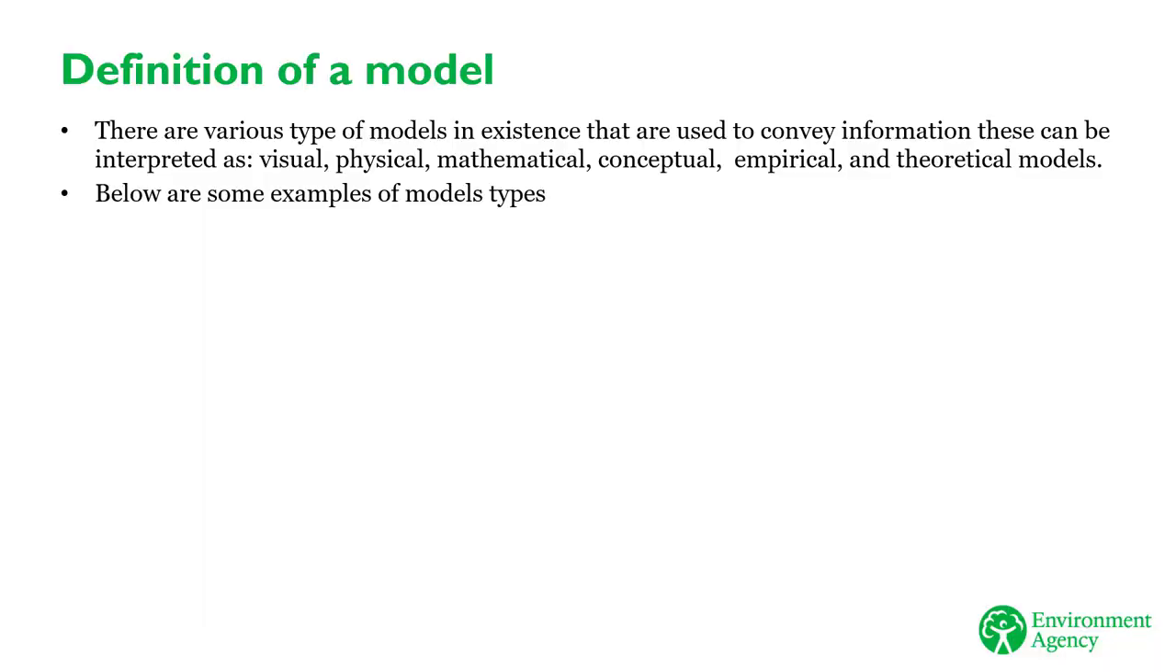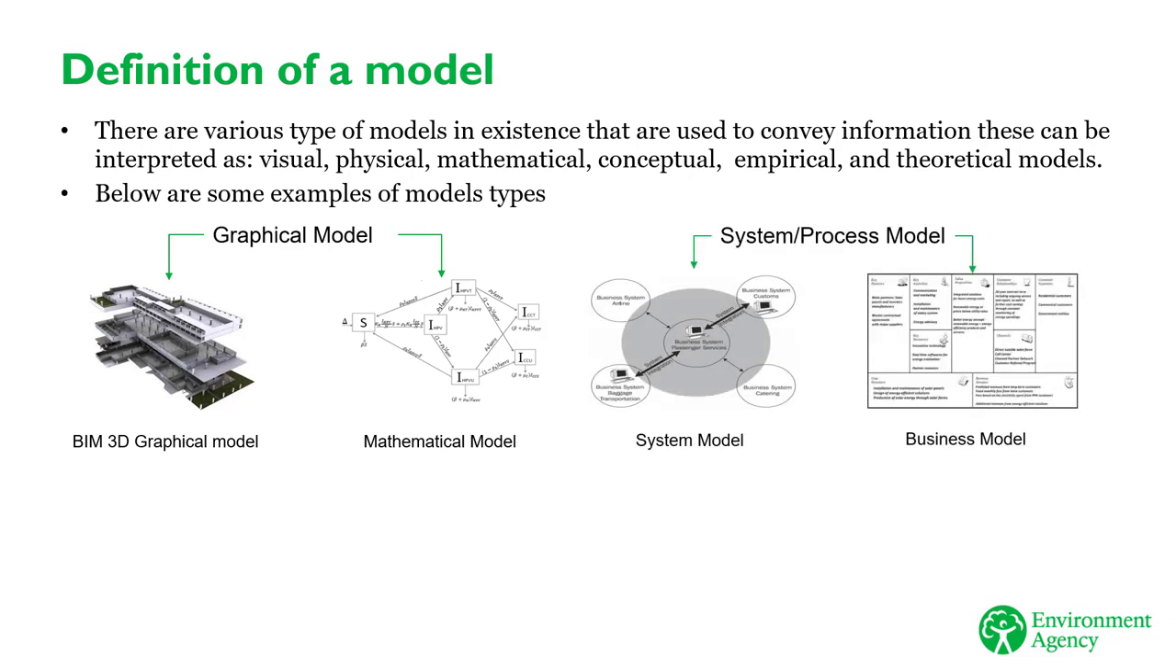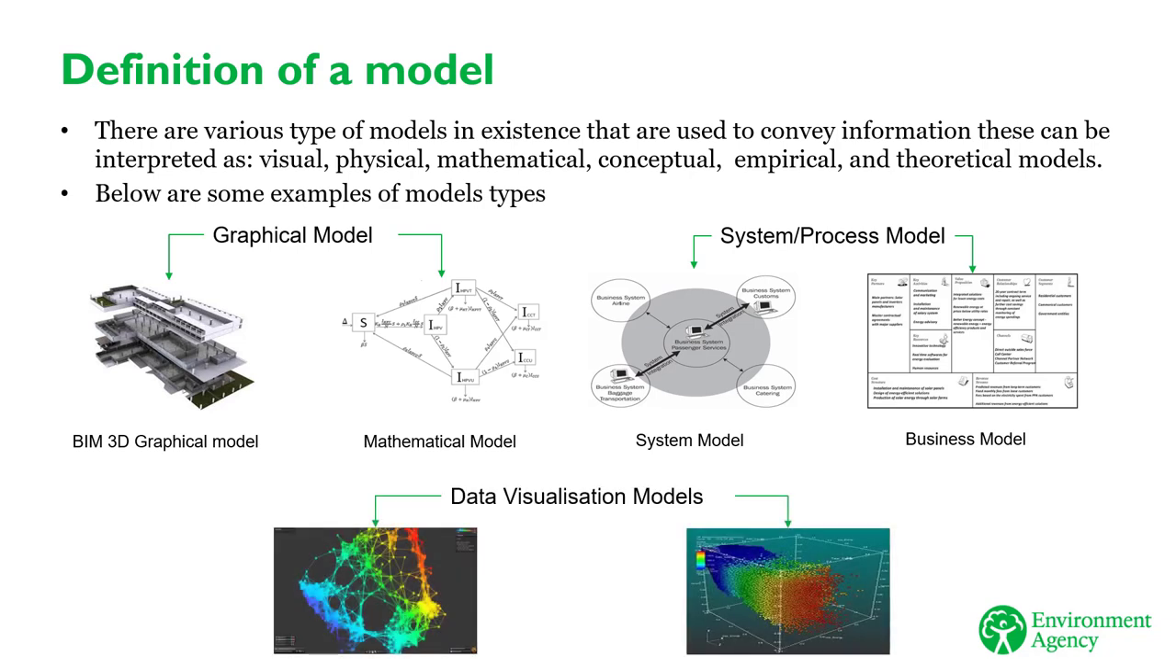The following three types are relevant to this module. Graphical models: a representation that will show what the physical object would look like and how it relates to other components or its context. Systems and processes: these maps are a theoretical description of a system or process to help you further understand how something will function. Data visualization: these provide different ways to present information to help the user interpret and assess the underlying information.